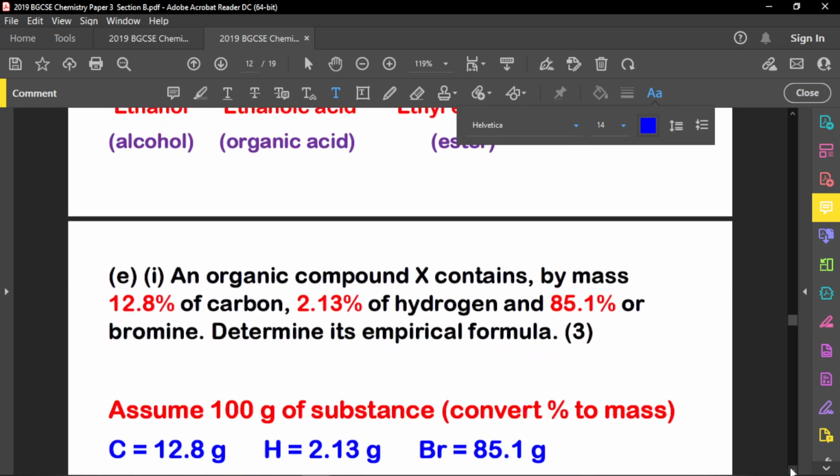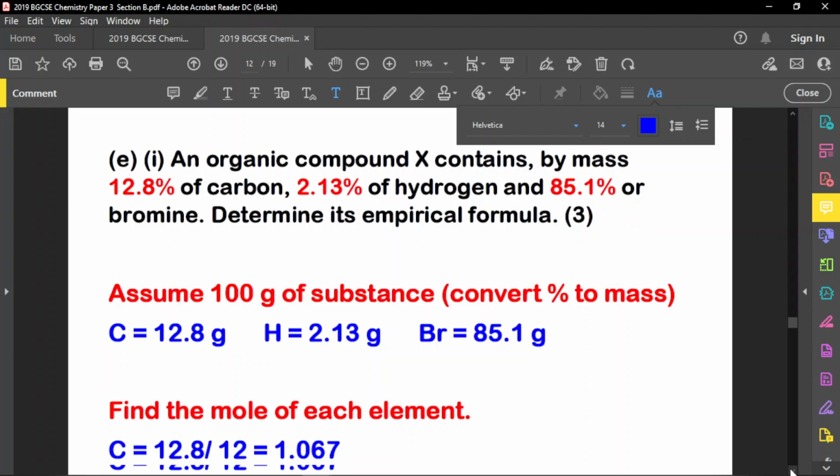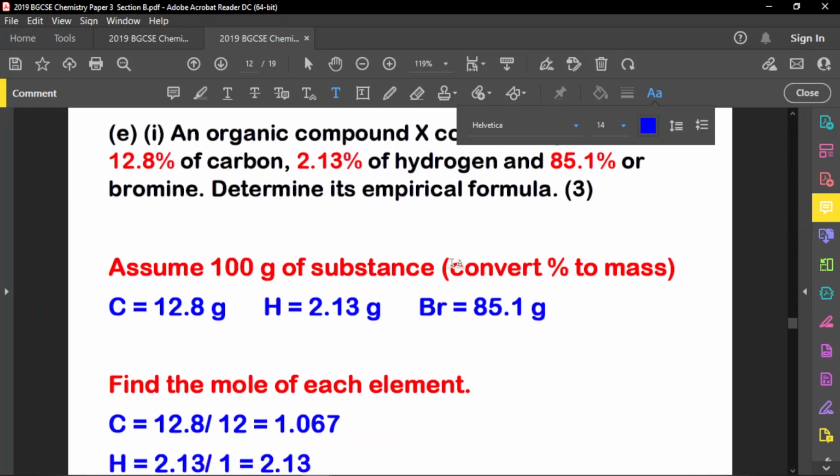It said, now, an organic compound X contains by mass 12.8% of carbon, 2.13% of hydrogen, and 85.1% of bromine. It said determine the empirical formula, which is 3 marks here. I do this by steps, so I'm going to work through by steps. The first step is to assume 100 grams of the substance, right? So you convert the percentage to mass. And so for carbon, it'd be 12.8 grams.